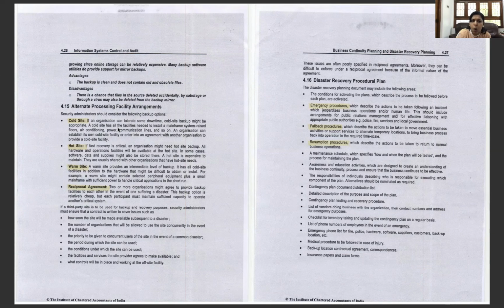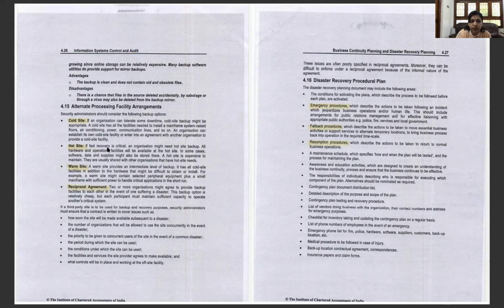The cold site has all the facilities needed to install a mainframe system: raised floors, air conditioning, power, communication lines, and so on. An organization can establish its own cold site facility or enter into an agreement. So if they can tolerate some more downtime, they can go for this. They have all the infrastructure for the mainframe. So it is a home away from home. That's a cold site. What's a hot site?